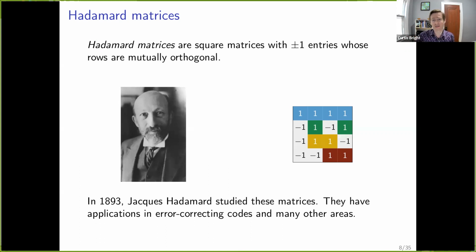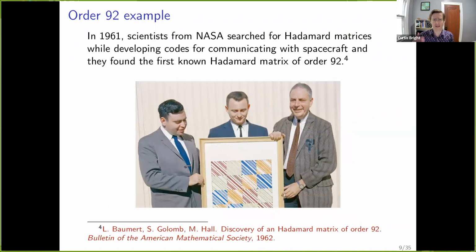So they have lots of applications, both theoretically and also in practice. Here's a nice photo I like to show. These are 3 researchers in the 60s who were working for NASA, because NASA was sending out space probes, and they wanted to communicate with the probes, but sending signals over space is going to lead to some corruption. So they wanted some error correcting code. Hadamard matrices are nice for that, because if you take the rows of the Hadamard matrix to be your code words, then the orthogonality is somehow saying that any two rows are maximally disjoint.